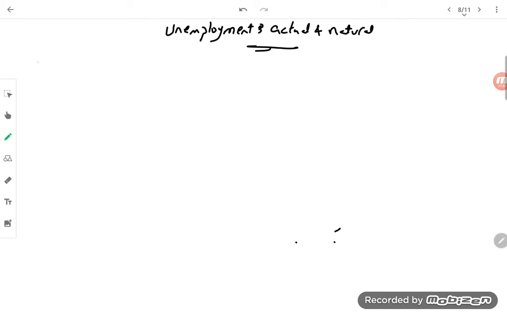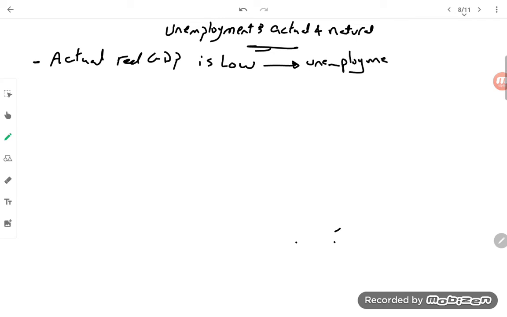When actual GDP is low, unemployment rate rises above its natural level. As you know, unemployment rate has a natural rate of unemployment, which is the normal rate of unemployment.